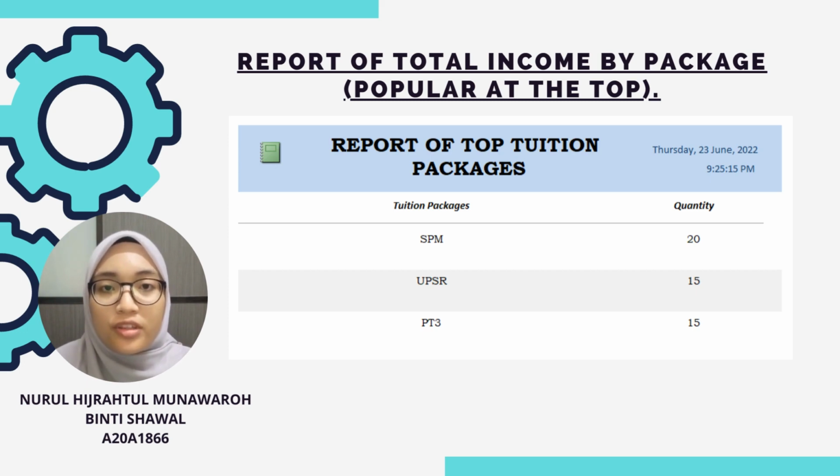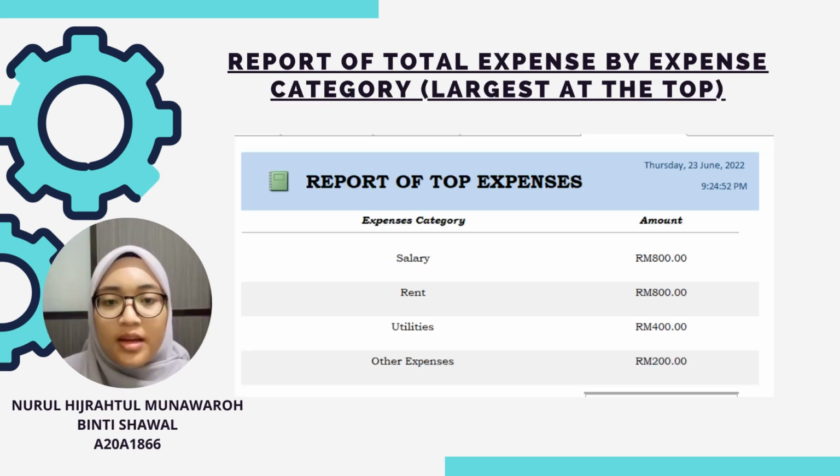Okay, for the report of total income by package, popular at the top. For tuition package, for SPM the quantity is 20, for UPSR the quantity is 15, and for PT3 the quantity is 15. Next, for the report of total expenses by expenses category: for salary, the amount is 800 ringgit, the rent is 800 ringgit, utilities is 400 ringgit, and other expenses is 200 ringgit.